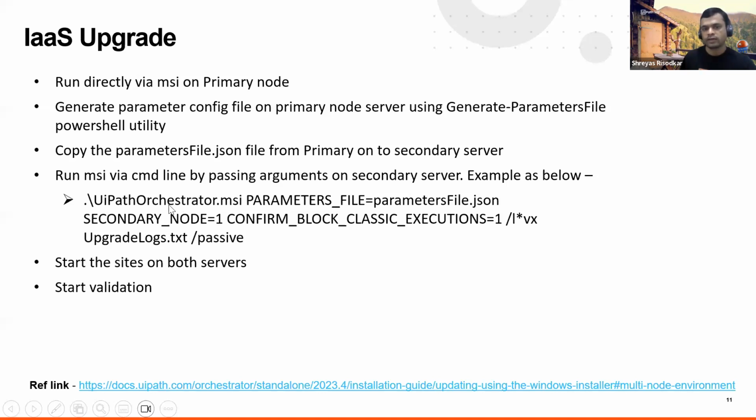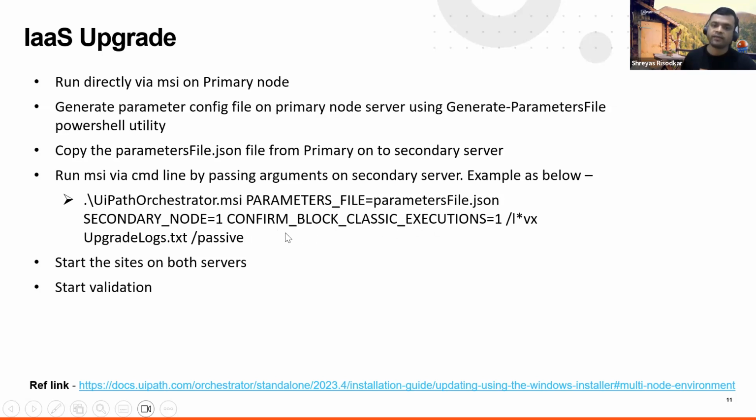So here, if you see, there will be some parameters we pass. The first parameter will be the JSON file. The second parameter will be this flag, secondary node equal to 1. This will indicate to the installer that this is a secondary node, so no need to build the configuration and database again. Instead, read everything from this file and only build the web server part. Don't redeploy the database.